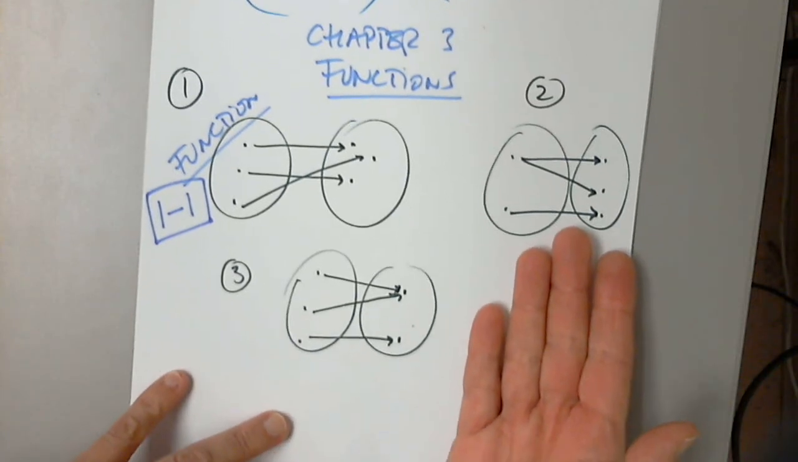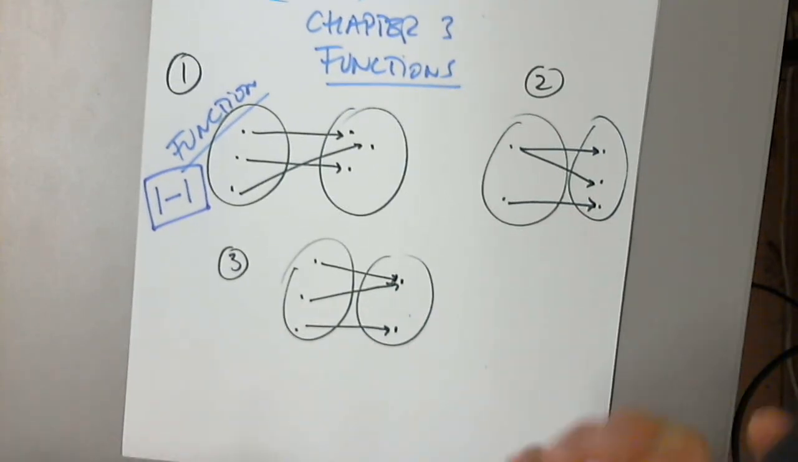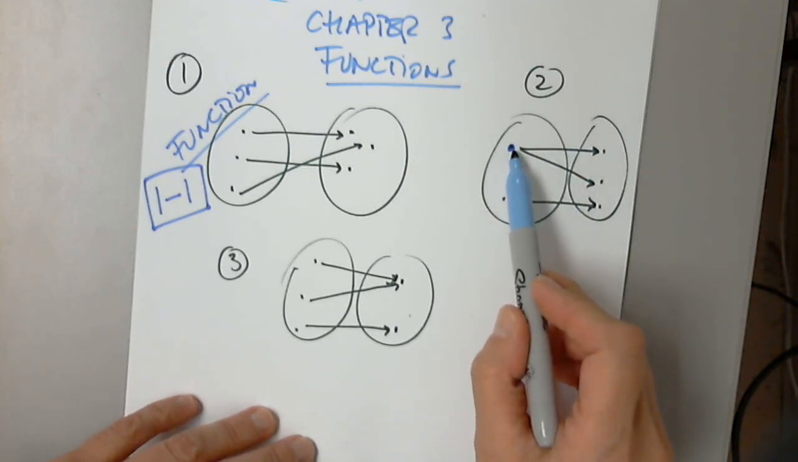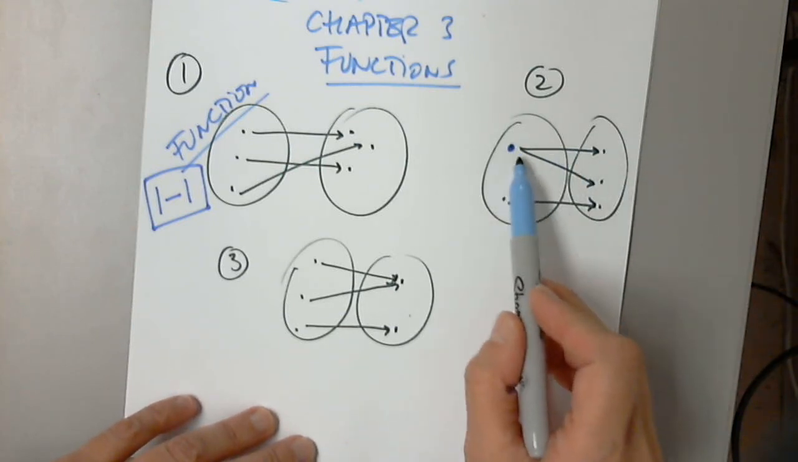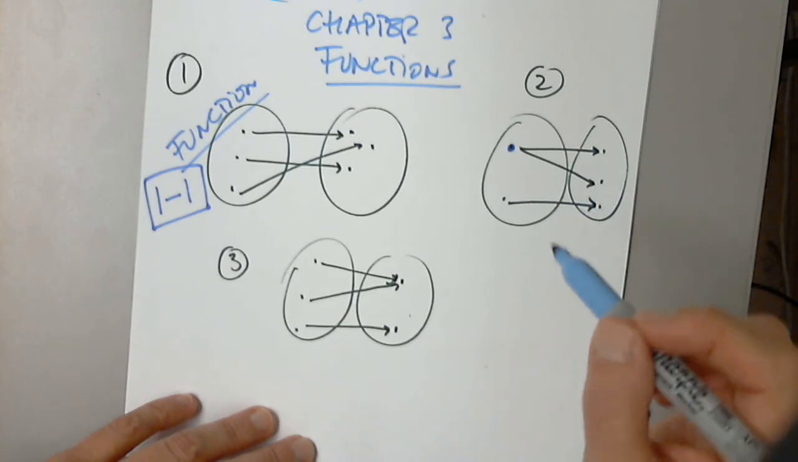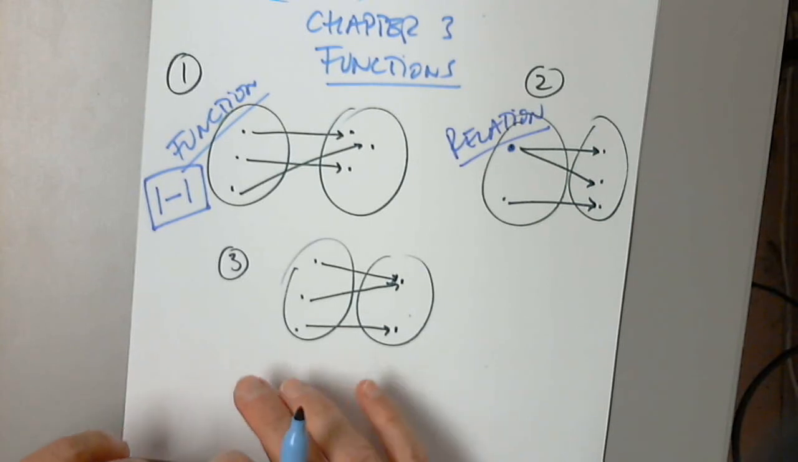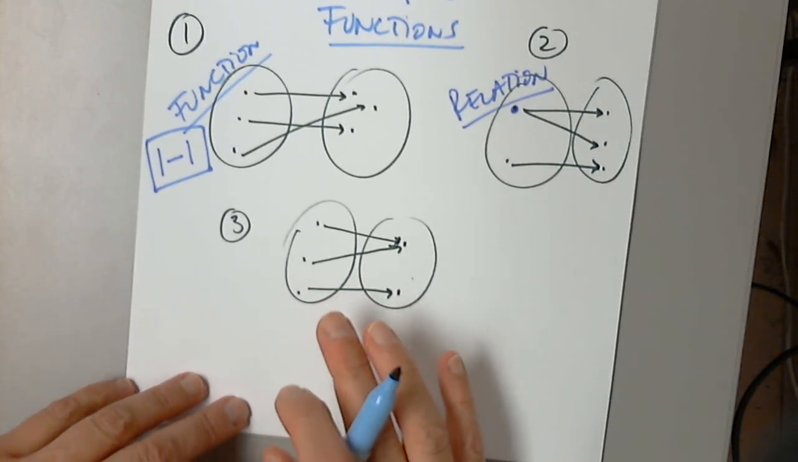Is this a function? It's not a function because I determined that at least one value of x corresponds to 2 different y values. So this is a relation, not a function. What about this one, number 3?